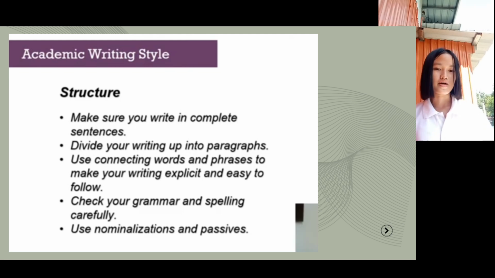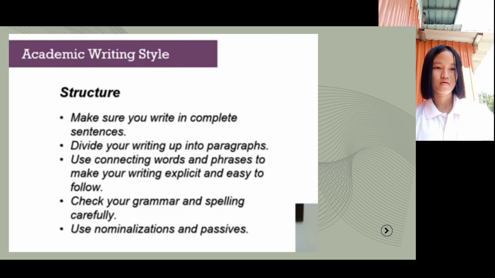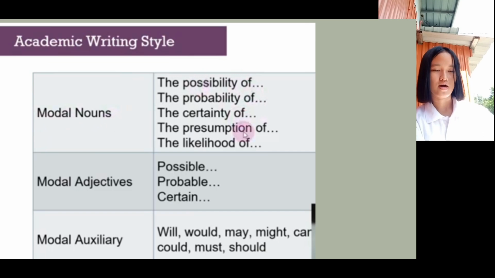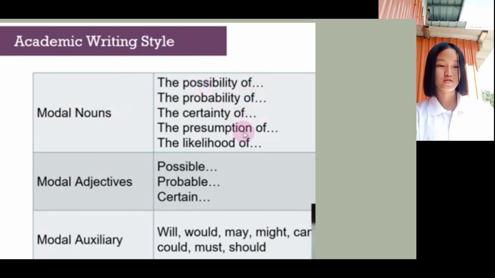Use nominalization and passive. Sa modal nouns na ta, mga words na dapat kailangan magamit. Sa modal nouns is the possibility of, the probability of, the certainty of, the presumption of, the likelihood of. Mao na siya ang mga modal nouns. So, second is modal adjectives. So, mao na siya ang mga words sa modal adjectives: possible, probable, or certain.